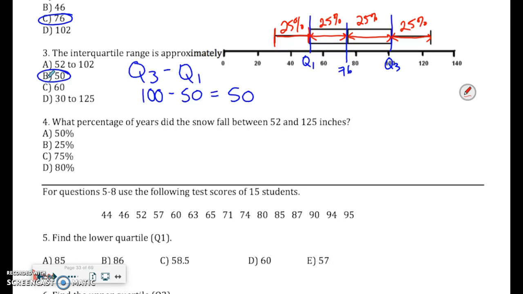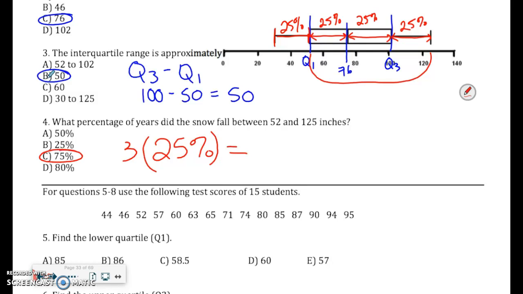We are looking for between 52 and 125 inches. Looks to me like it might be this whole range right there. So looks like I have 25% in 3 sections of it. So your final answer should be 75%.